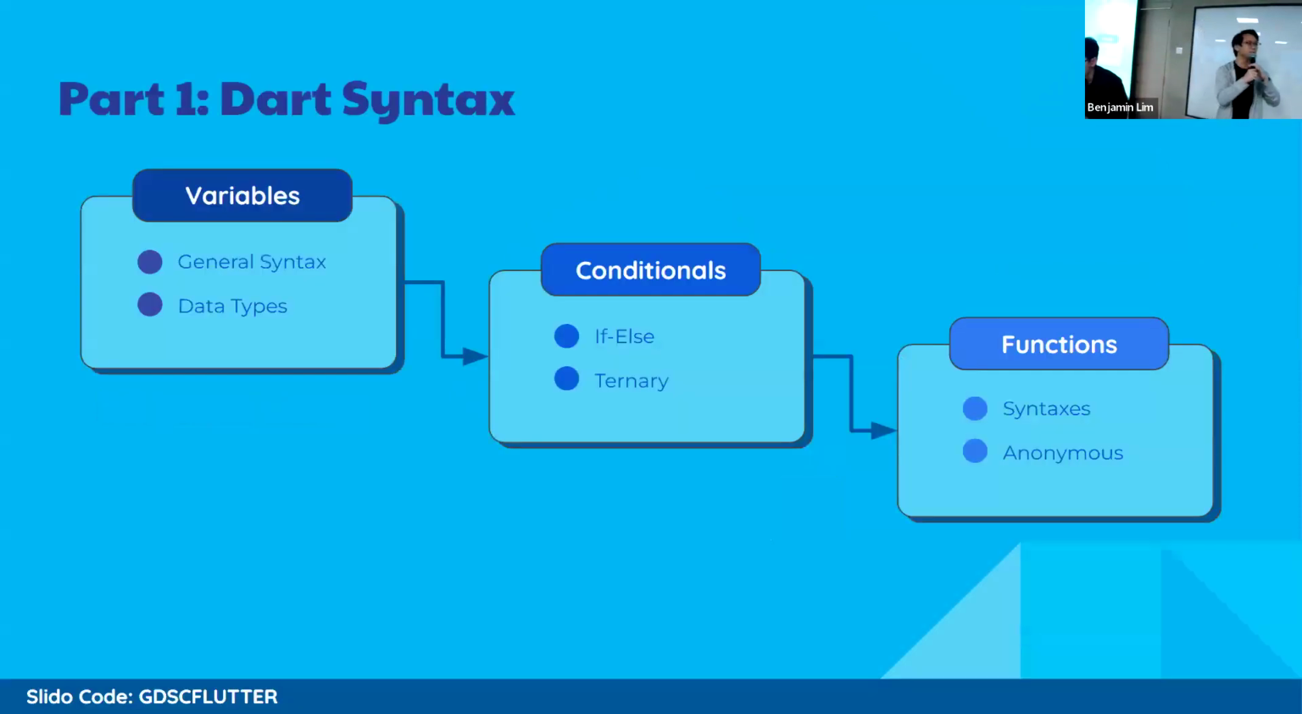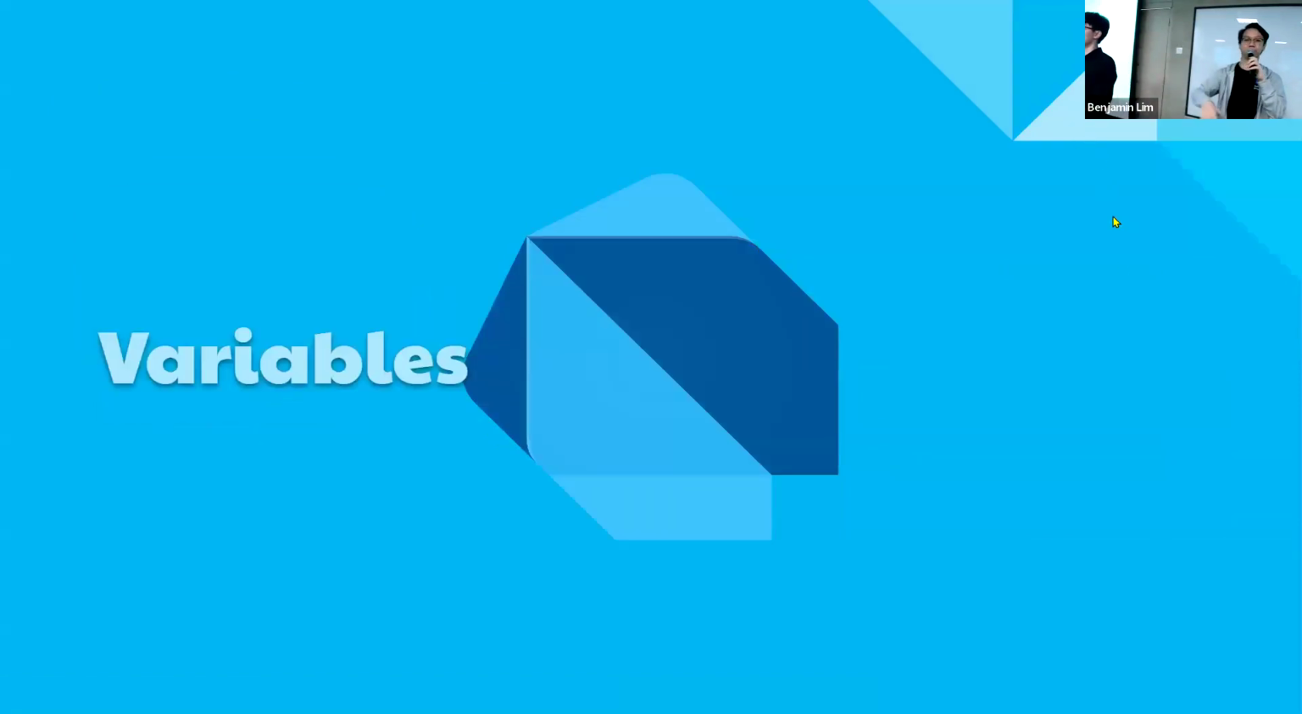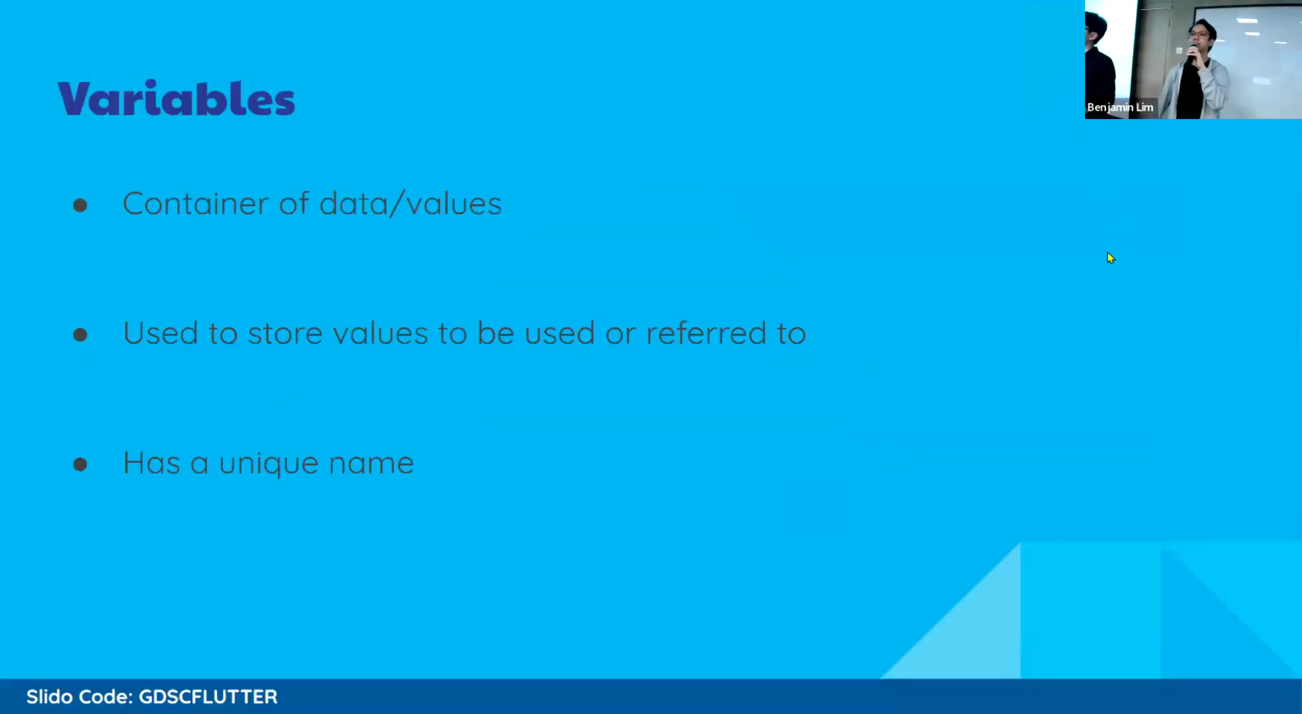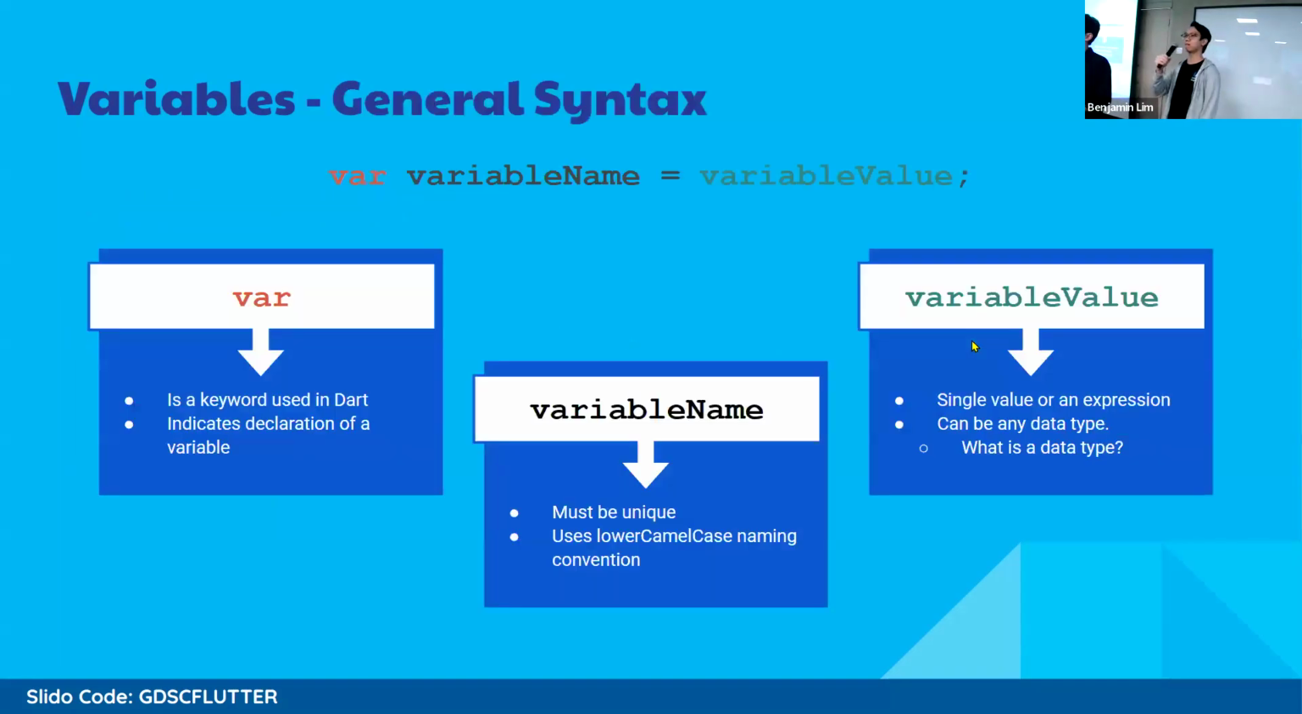Okay, so because this is like surface level for Flutter, I'll go through very simple stuff. Namely just variables, conditionals, and functions. So now we'll start off with variables. I'm sure most of you will know, but I'll just go through everything as if everyone doesn't know anything. So variables are just like containers of data or value, and each variable would have to have a unique name so that we are able to refer to it.